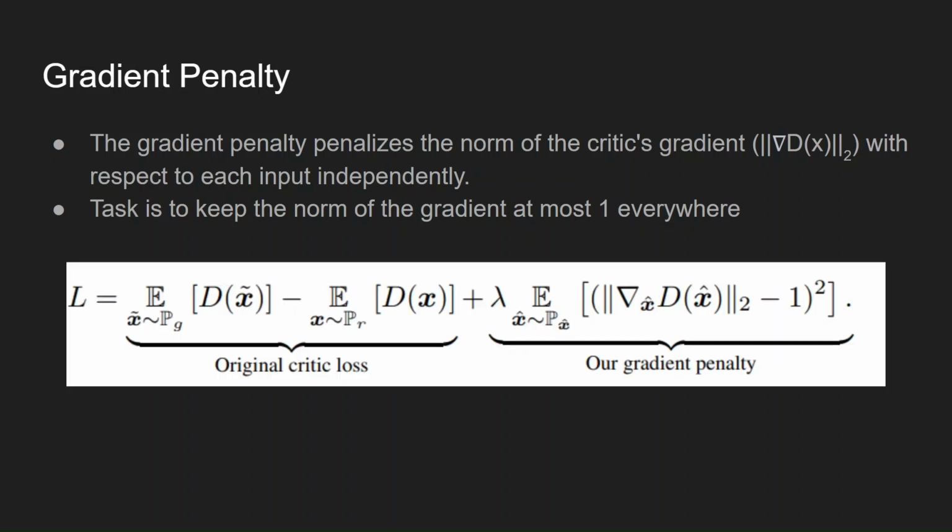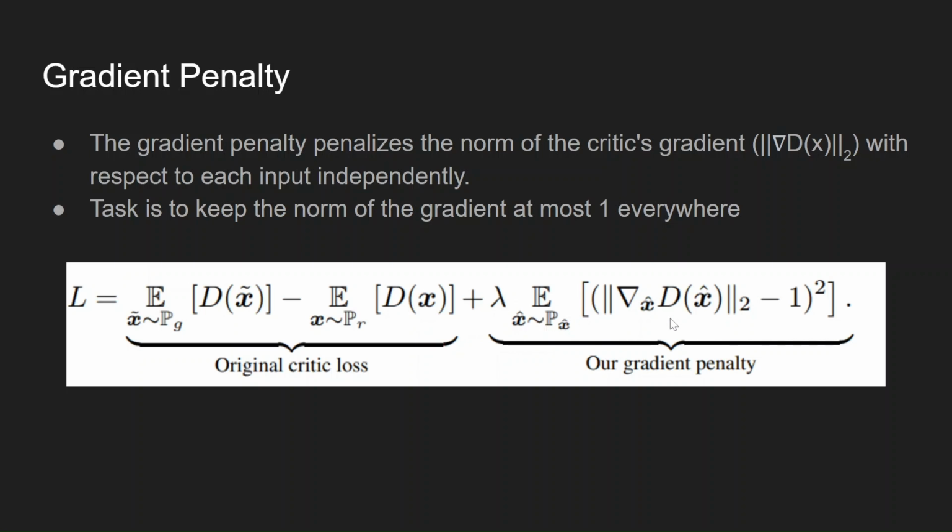And now this is the mathematical equation which was proposed in the paper. So instead of using just the original critic loss, we are going to add this gradient penalty term to the total loss as well. So this term represents the loss of the generated images. This term represents the loss of the real images. So it's basically the critic score for each image. And then this term represents the gradient penalty.